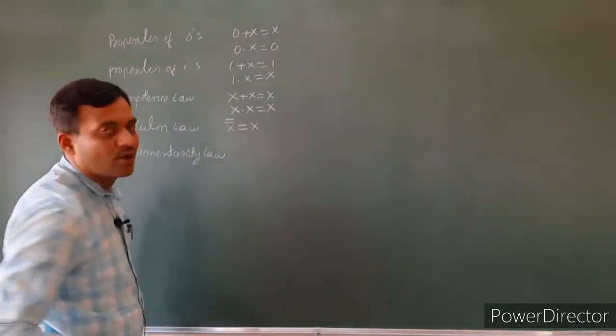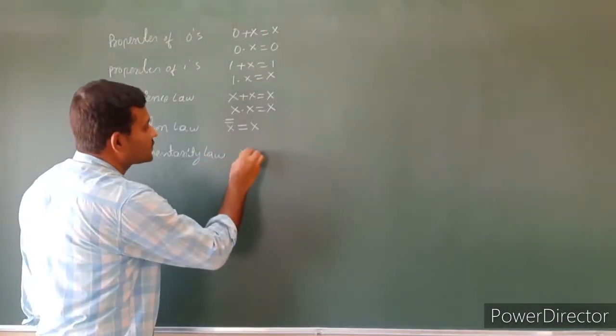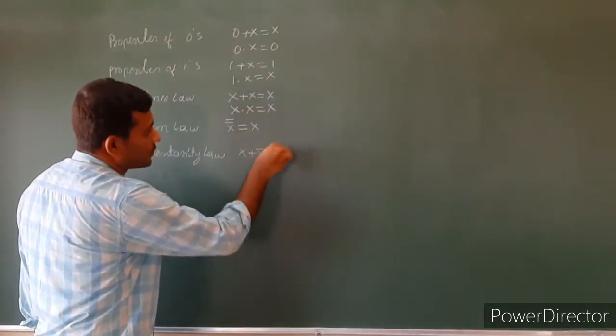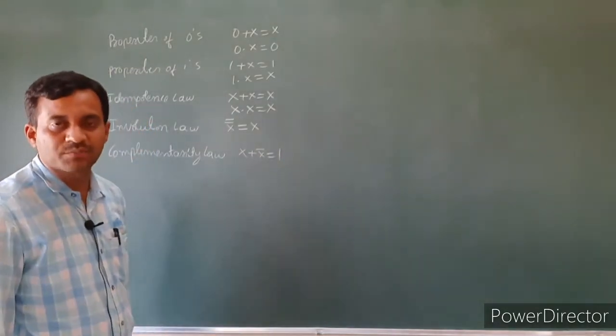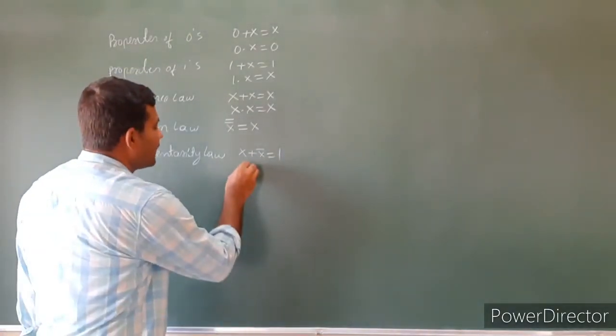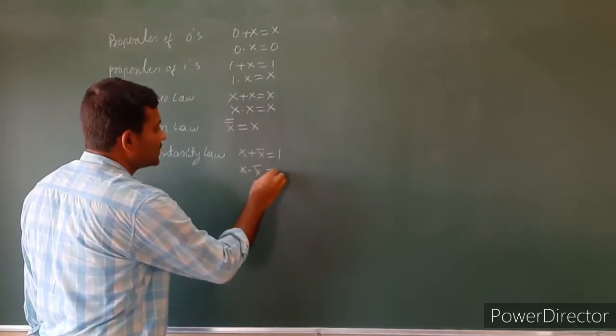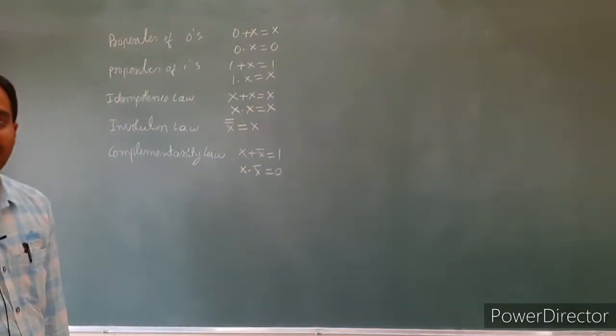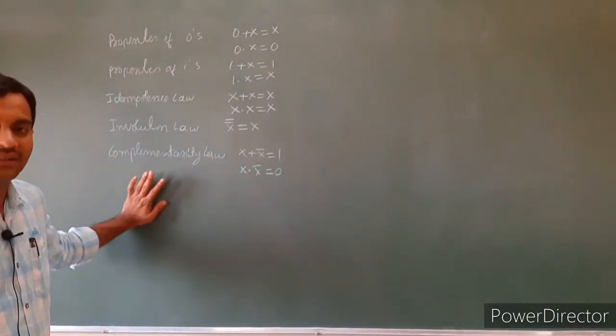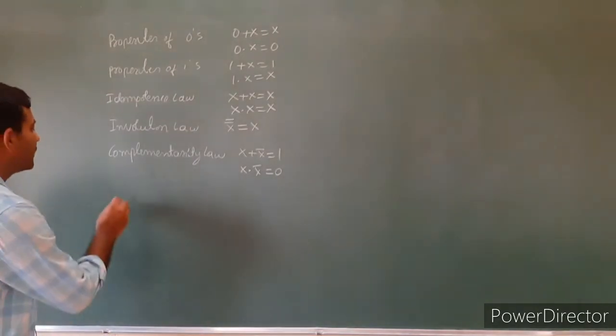Complementarity law. The complementarity law states that x plus x bar is equal to 1, and x into x bar is equal to 0. So that is the complementarity law. Next one is commutative law.